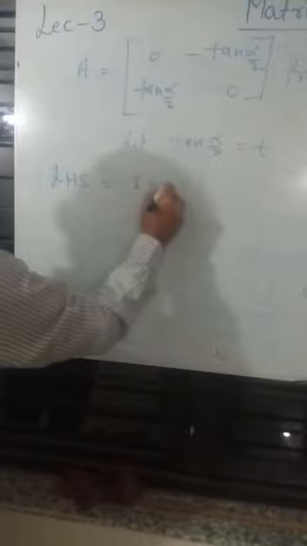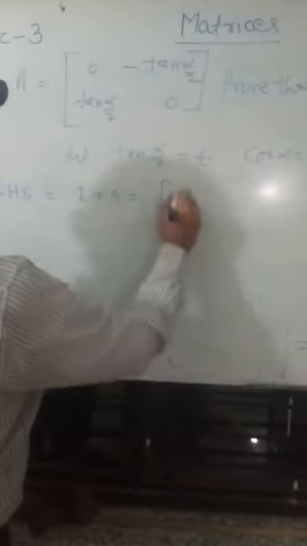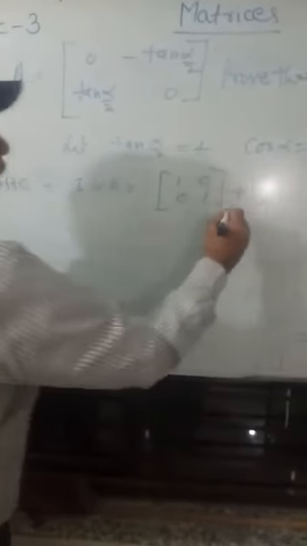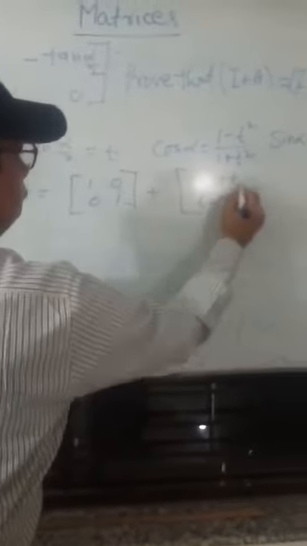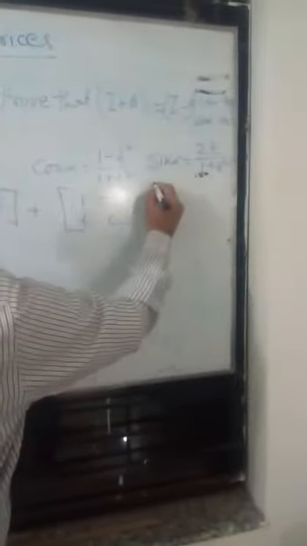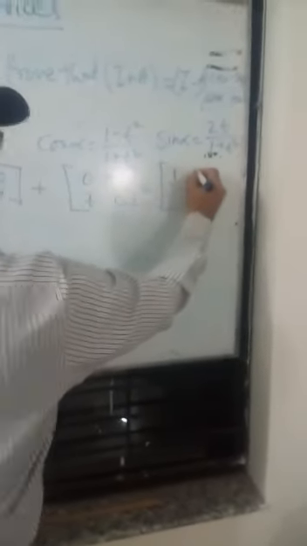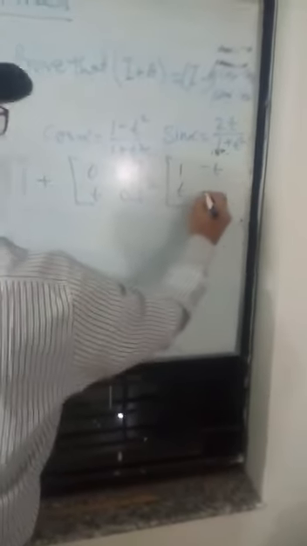Now LHS is I plus A. I means identity or unit matrix. Unit matrix you take in any order as required. I is 1 0 0 1 plus A. A means 0, minus t; t, 0. You add both, you get 1, minus t; t, 1. It is the result of the left side.